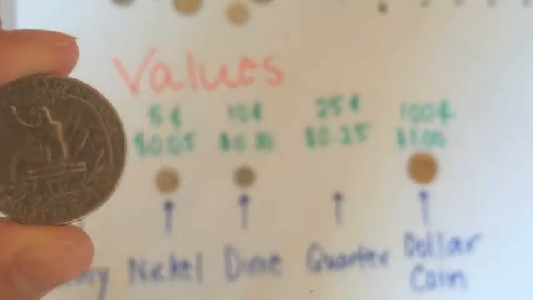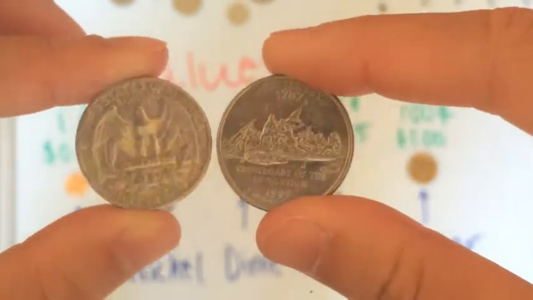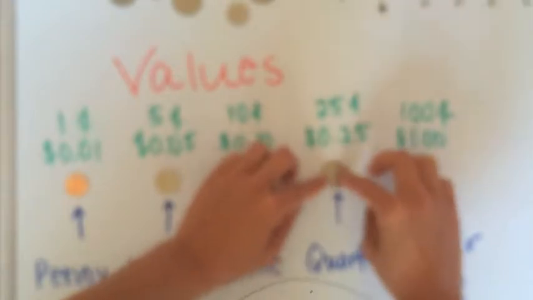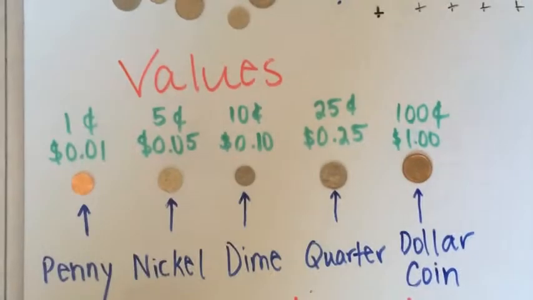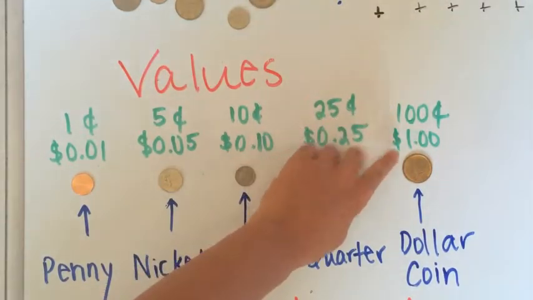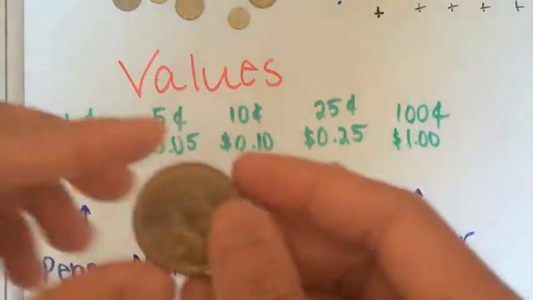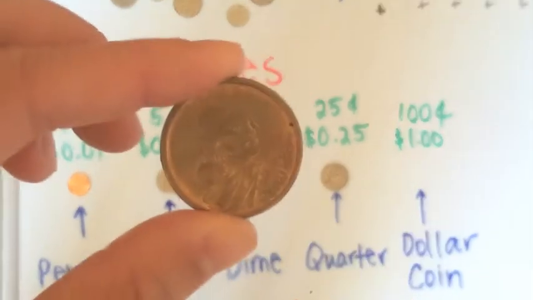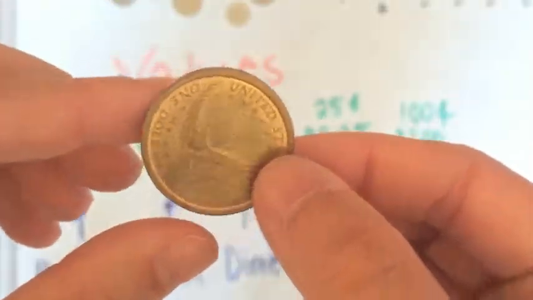And on the common quarter, the tail has a bald eagle, but on other quarters, there's something that represents each U.S. state. For example, that was New Jersey. And finally, we have the dollar coin, which is worth 100 cents or $1, and Sacagawea is on the face. This is not a common coin, but it makes it all the more valuable.